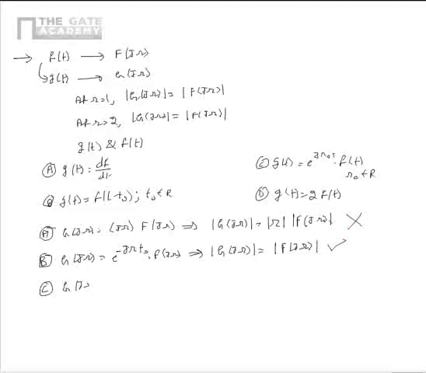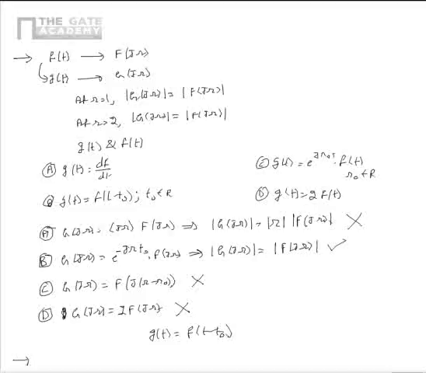As per option C, we can write that G of j omega is equal to F of j times omega minus omega naught. So this is also not the correct answer. And as per option D, we can write that G of j omega is equal to 2 times F of j omega. We see that this is also not the correct answer. So from this we see that based on the given conditions, the possible relation between g of t and f of t is g of t is equal to f of t minus t naught, where t naught belongs to R.